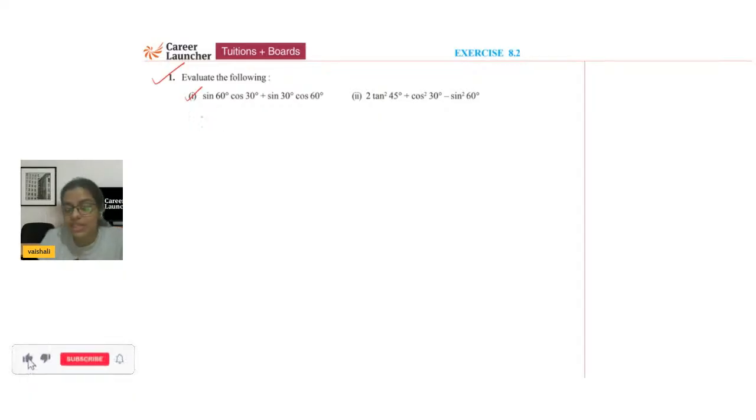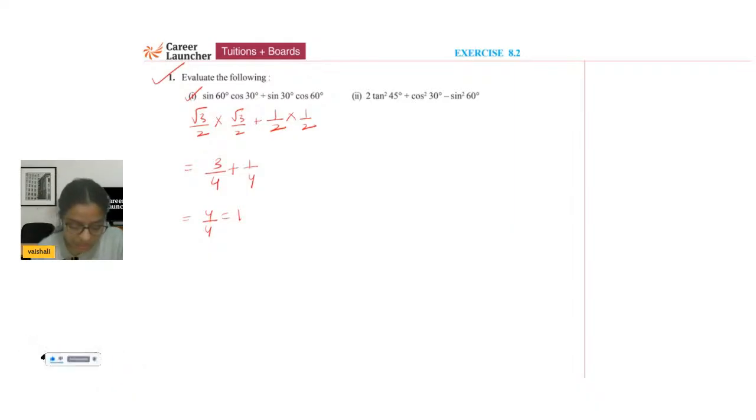So sin 60 is how much? Under root 3 by 2. Cos 30 is under root 3 by 2. Sin 30 is 1 by 2. Cos 60 is 1 by 2. If I solve this down, under root 3 into under root 3 is 3 by 4 plus 1 by 4, which is 4 by 4, which is 1. So it means eventually जो final answer है वो 1 आ रहा है. Right? So this is simple direct substitution that we have done.